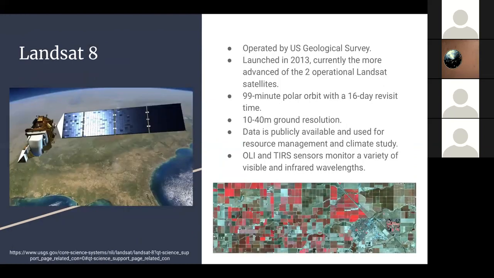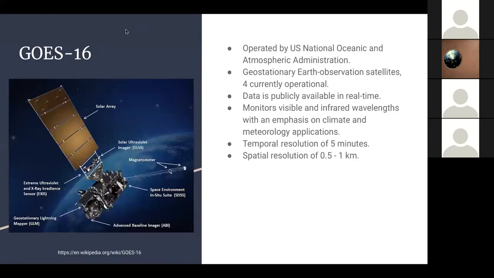On the civilian side, the Landsat program is the longest running Earth observation program, with Landsat 1 being launched in 1972. Landsat 8 is the most recent and most capable. The Landsat satellites fly in polar orbits and mostly monitor visible and infrared wavelengths for resource management and climate study. Next slide. GOES satellites fly in geostationary orbits and provide continuous imagery of the Earth. The program focuses on meteorology applications, but the imagery is also available to the public in real time.